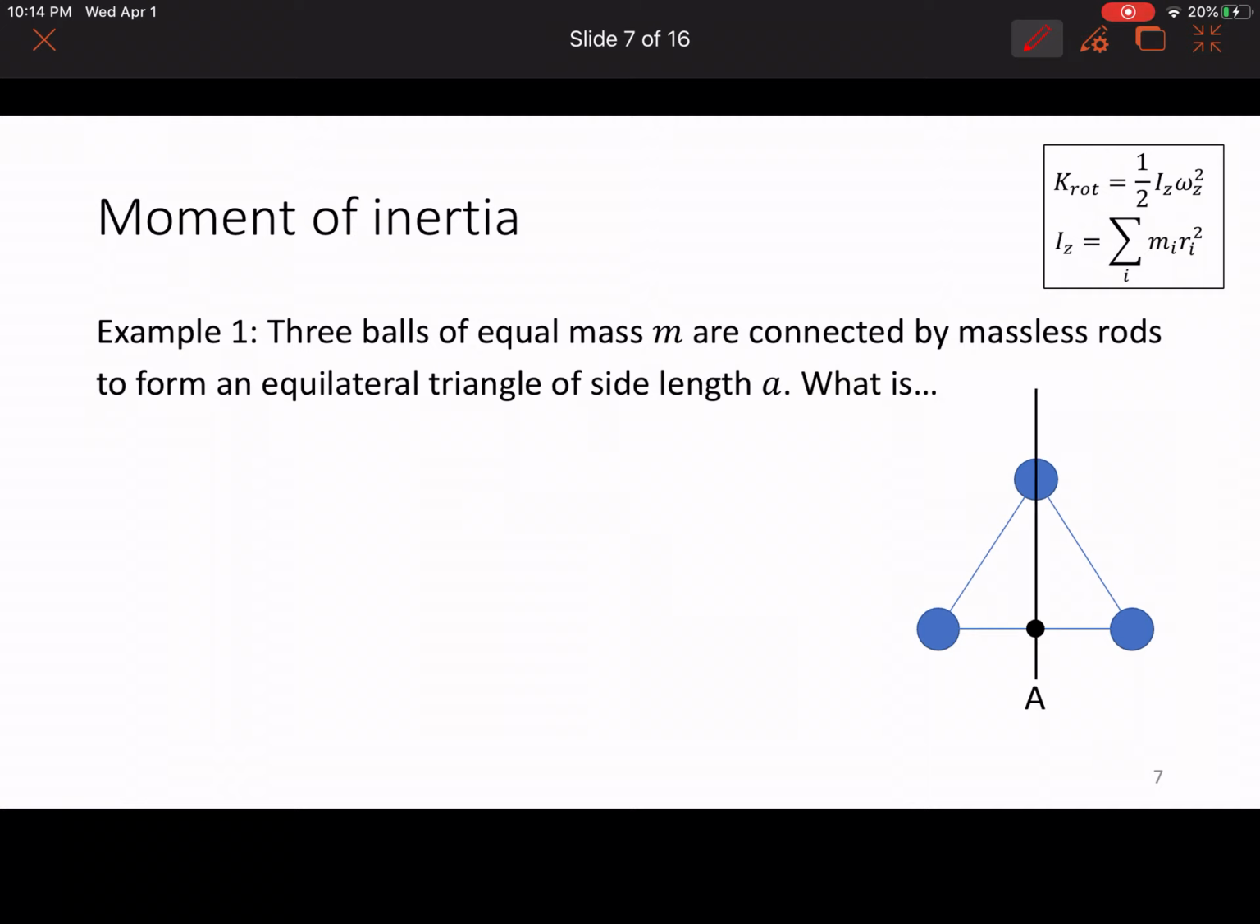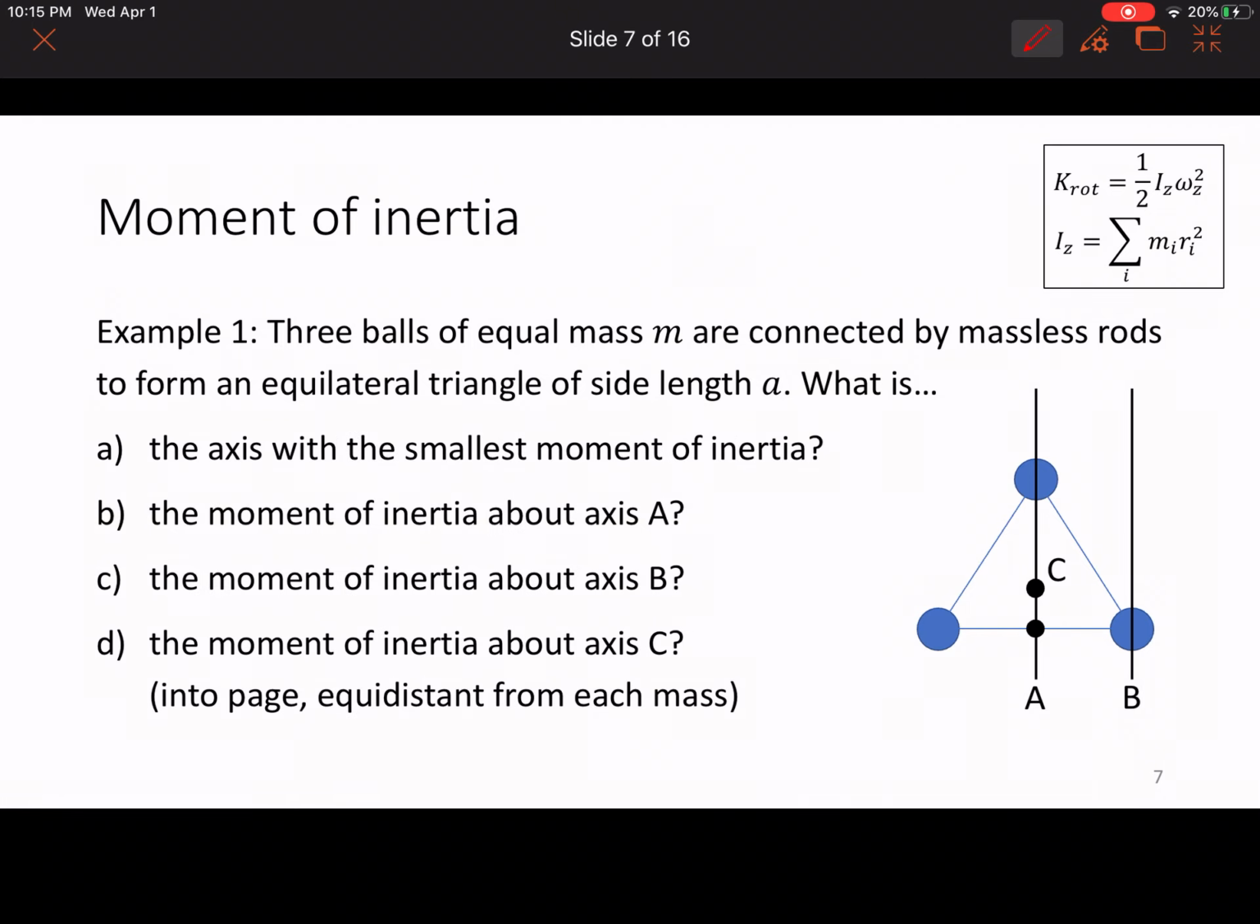And we're going to consider 3 axes. Axis A is going to go through the top ball like so. Axis B is going to go through the bottom right ball like so. And axis C will be right here in the middle of all 3, so it's equidistant to each of those masses, and it's going out of the plane of the page.